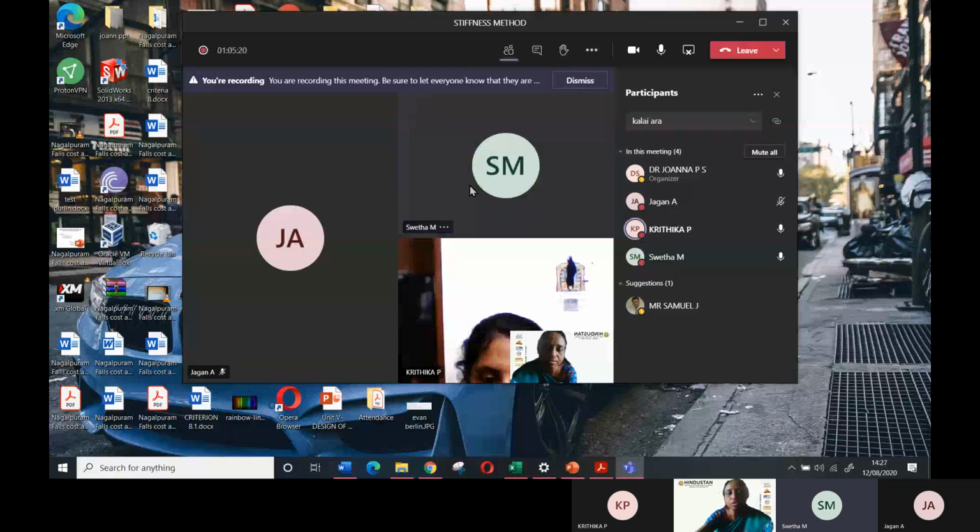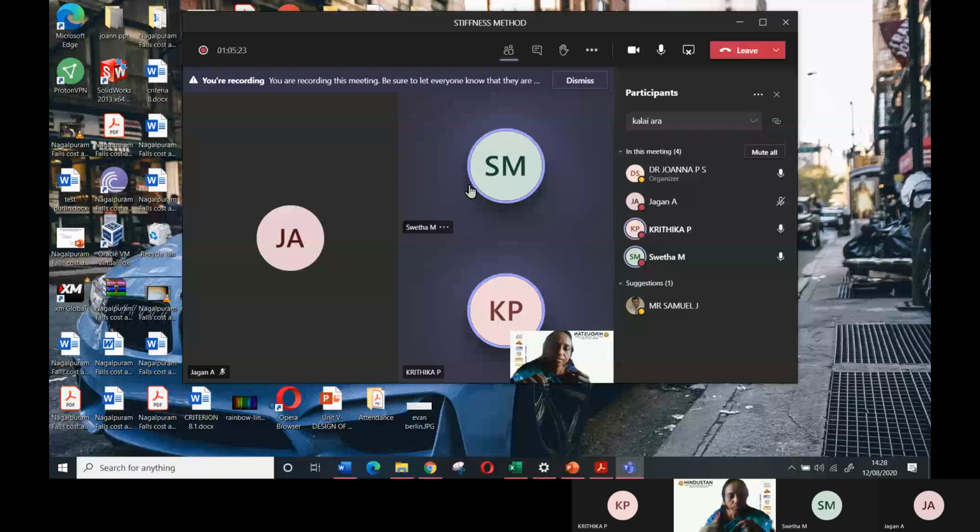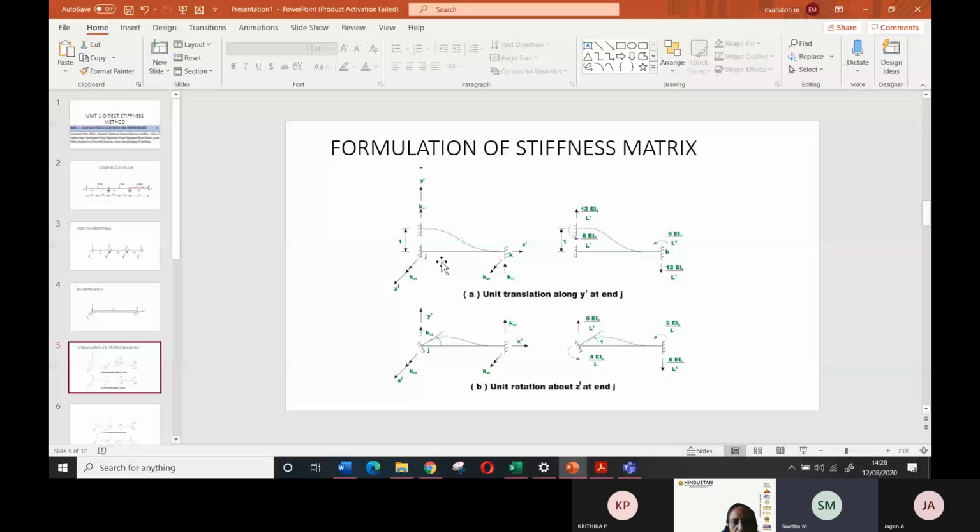Okay. So when you are doing like that, you will be able to see it. What I'm going to do is something like that. So I'm deliberately giving a unit displacement. I have marked here as 1. At the joints, I have noted the joints are J and K. It's a beam having joints J and K. So at the joint J, I am giving a unit displacement.